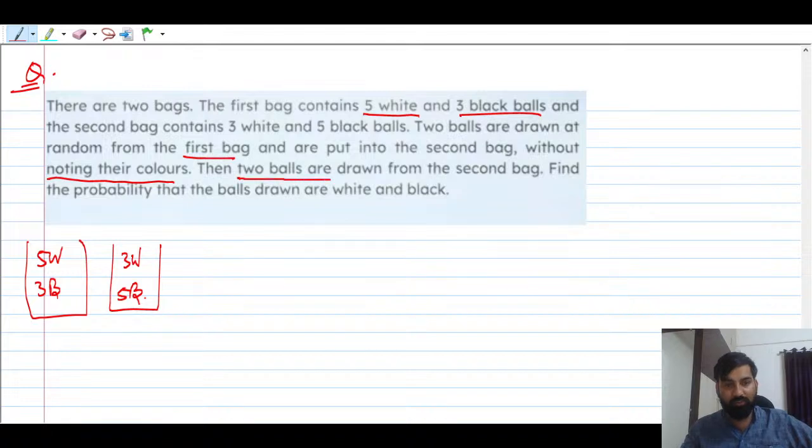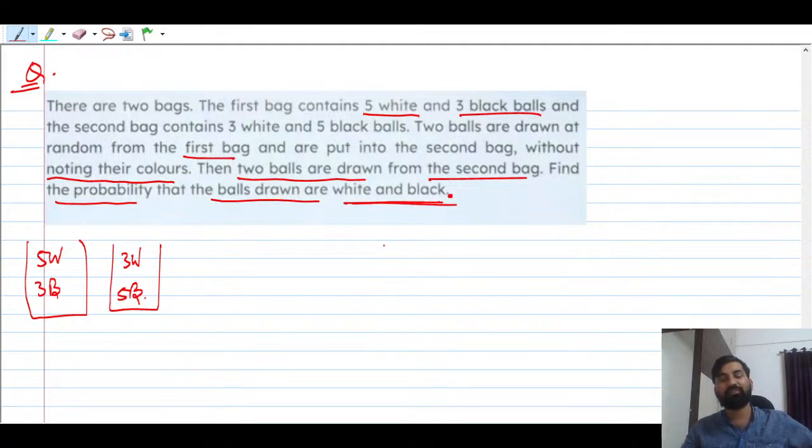Then 2 balls are drawn from the second bag, okay? Find the probability that the balls drawn are white and black. Find the probability that balls drawn are white and black, right? It is a very good question, you see, okay? It is a very good question. Then 2 balls are drawn from the second bag. What you have to find? You have to find the probability that the balls drawn are white and black.